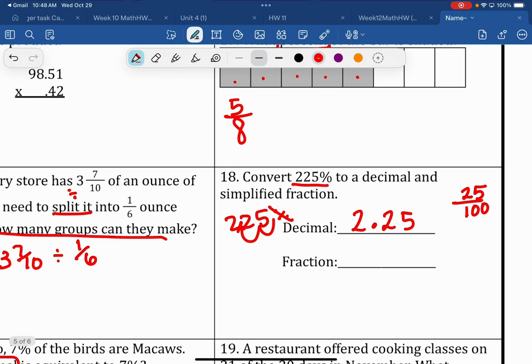Now, as a fraction, that's where I see people mess up. They'll just put the 25/100, but I want it simplified. That is not simplified, and I'm going to count it wrong.